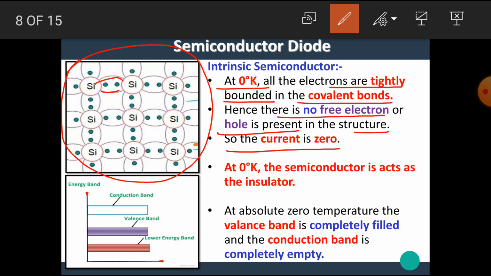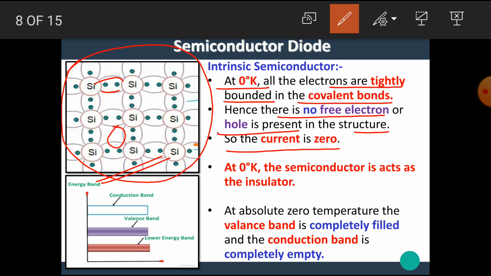We know that current is flown by the free electrons only. If the free electrons are present, then current flows. The bounded electrons are not responsible for the current flow. Hence, in this structure, there are no free electrons present. Hence, the total current in this structure is 0.